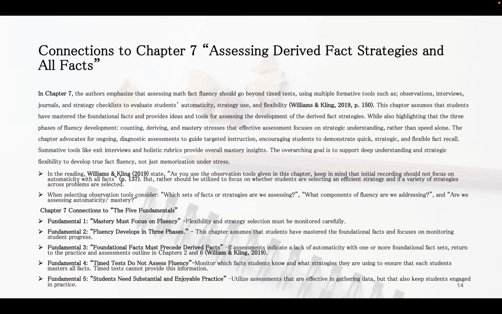Which sets of facts or strategies are we assessing? What components of fluency are we addressing? And are we assessing automaticity or mastery?